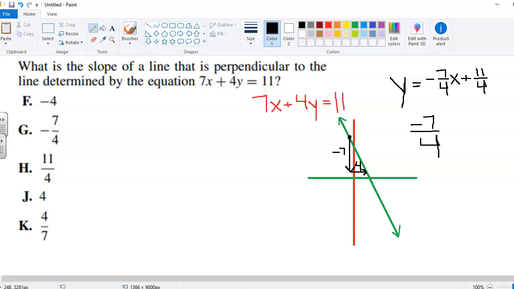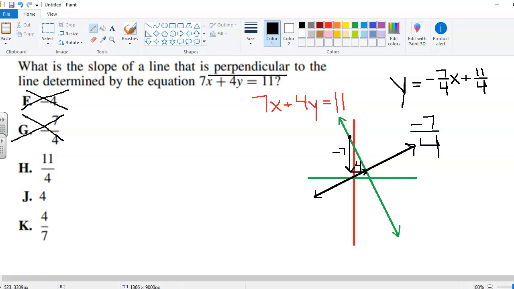Now, you need to resist the temptation to choose letter G. It didn't ask you for the slope of the line. It asked you for the slope of a new line perpendicular to the old line. So now we need to think about what it would look like if we made a new perpendicular line. What would the new slope be? And you can see just by my little sketch here, it's actually going to have a positive slope.